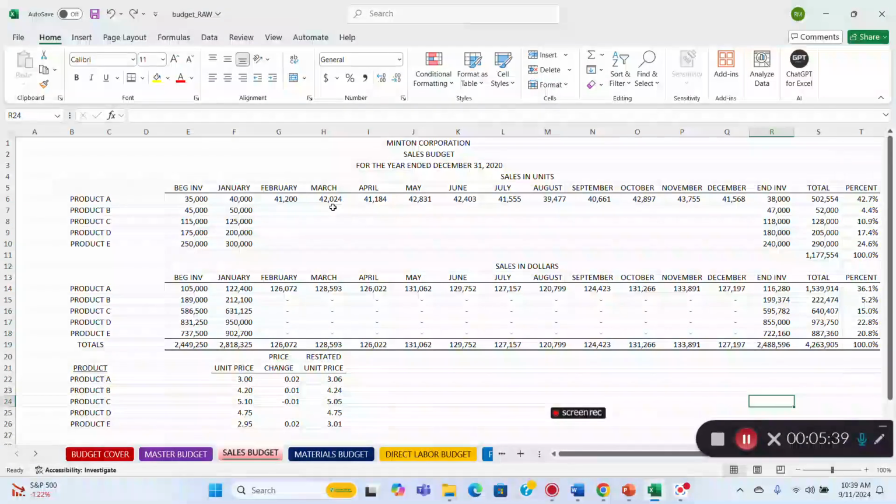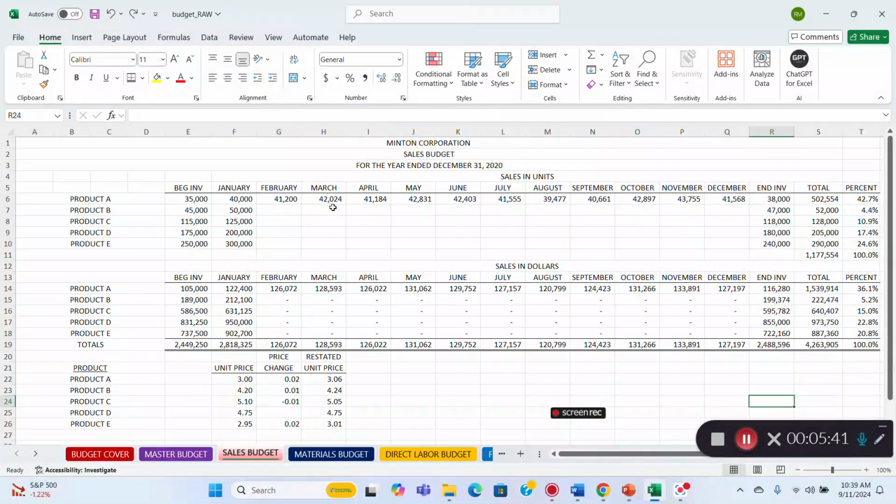Would we really do that in the real world? No, we wouldn't. We would look at each one of those products individually, but I don't need to do that here because it's very time consuming. We also have here, notice that we have January through December forecasted sales numbers for product A, and we'll fill in the blanks for the other ones. And then I have the ending inventory.